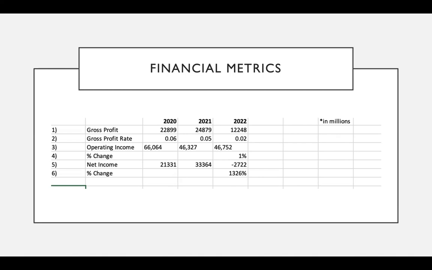But then when we go back down to that net income, just like we saw in the horizontal and vertical analysis, we went from a net income of 33,364 in 2021 to a 2722 loss in 2022, a change of 13.26%. It's an incredible change. And what we see from this data is that Amazon is truly struggling right now. This last year, they cannot seem to control their losses.